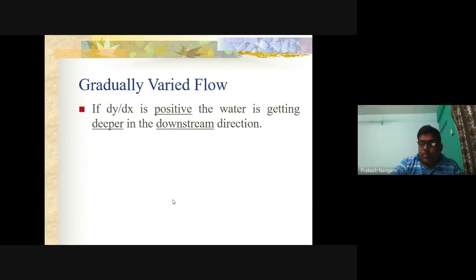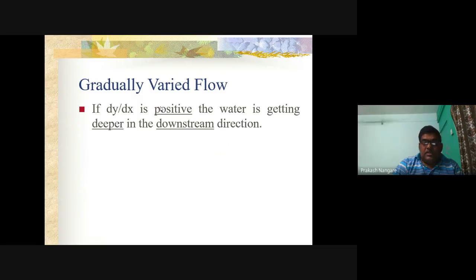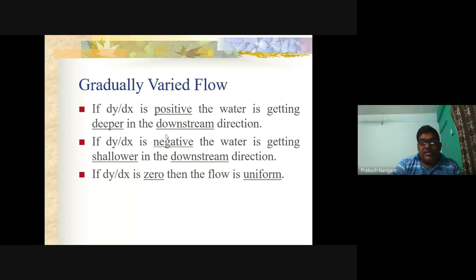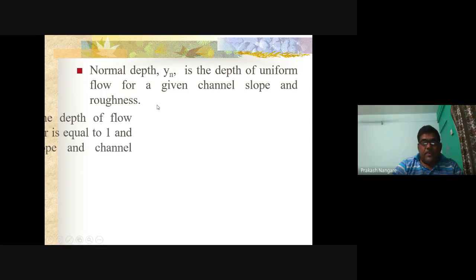Then some points are going to be highlighted. If dy by dx is positive, then the water is getting deeper in the downstream direction. If dy by dx is negative, the water is getting shallower in the downstream direction. If dy by dx is 0, then the flow is totally uniform flow. And normal depth, denoted by the symbol yn, is the depth of the uniform flow for a given channel slope and roughness parameter.